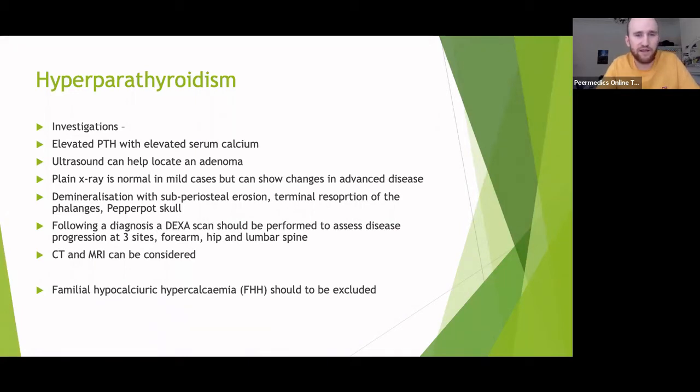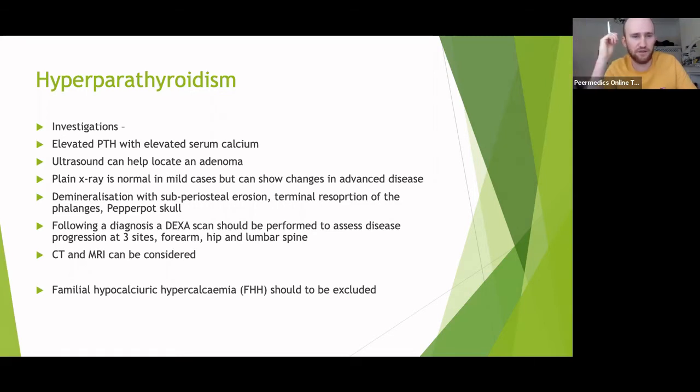You can use ultrasound to locate an adenoma, and CT and MRI scans can be used. Basically, those three are used before surgery, just to find out a little bit more about the adenoma itself: where it is, which glands it's on, those sorts of things.